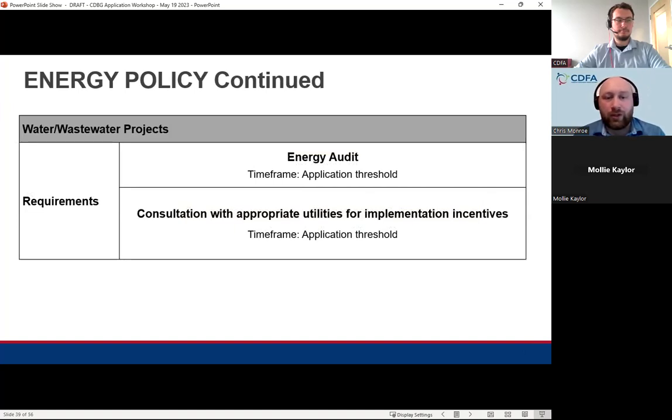Water wastewater projects will also be required to examine whether an energy assessment is appropriate. It might not be applicable, but if you have a pump station, if you have components of your water and sewer distribution and treatment systems that do utilize energy, we would want to make sure that you're addressing that as well, to make sure that you're, again, improving the sustainability of your infrastructure and reducing operating cost overall.